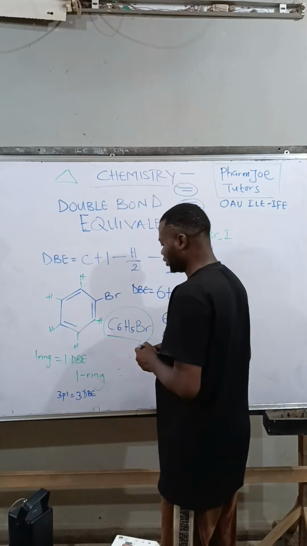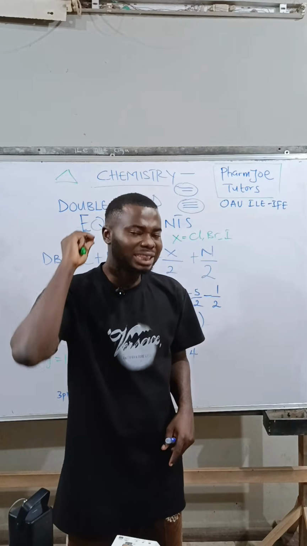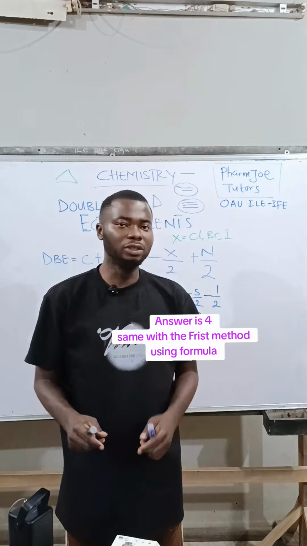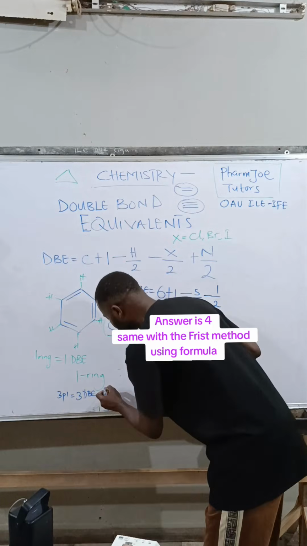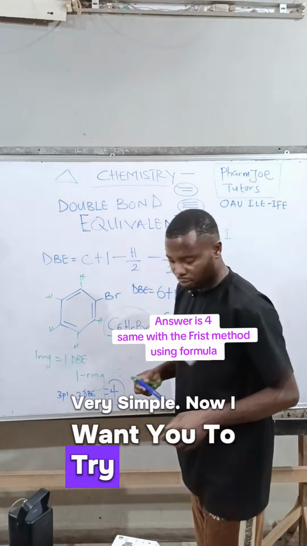So now let's add the two of them together. We have one ring, which is 1 DBE. We have 3 pi, which is 3 DBE. So 1 plus 3 is going to give us what? 4. Very simple. Now, I want you to try a question on your own.